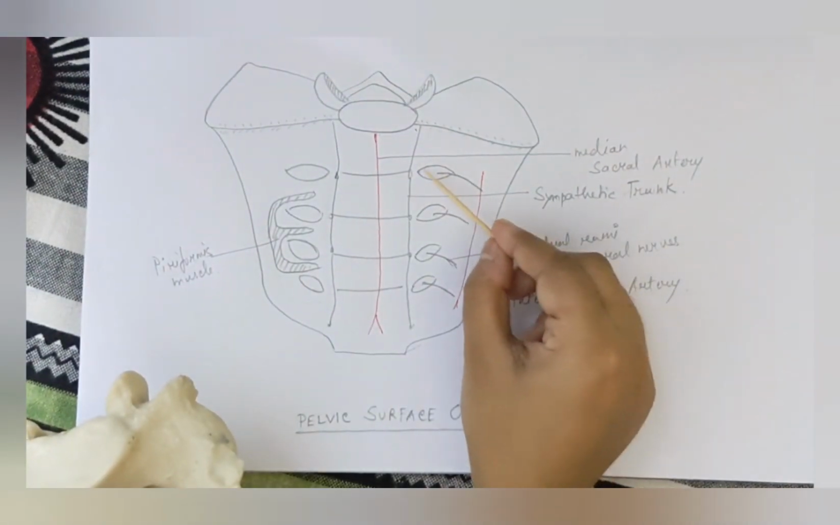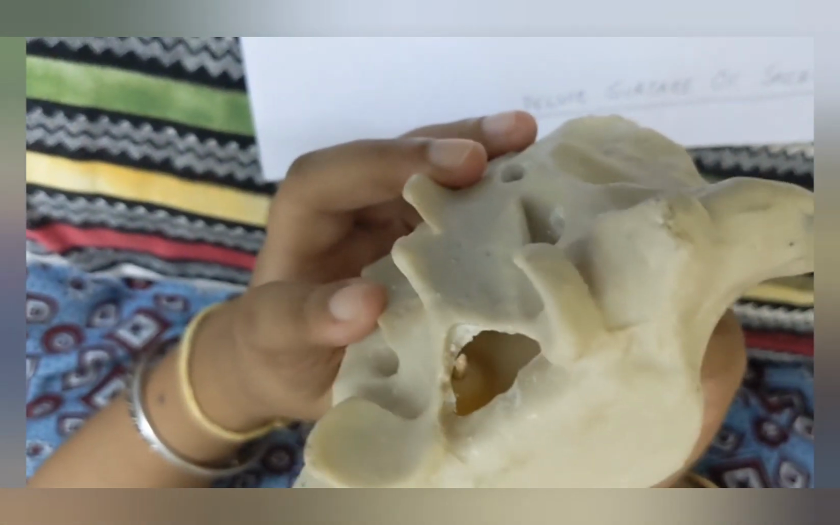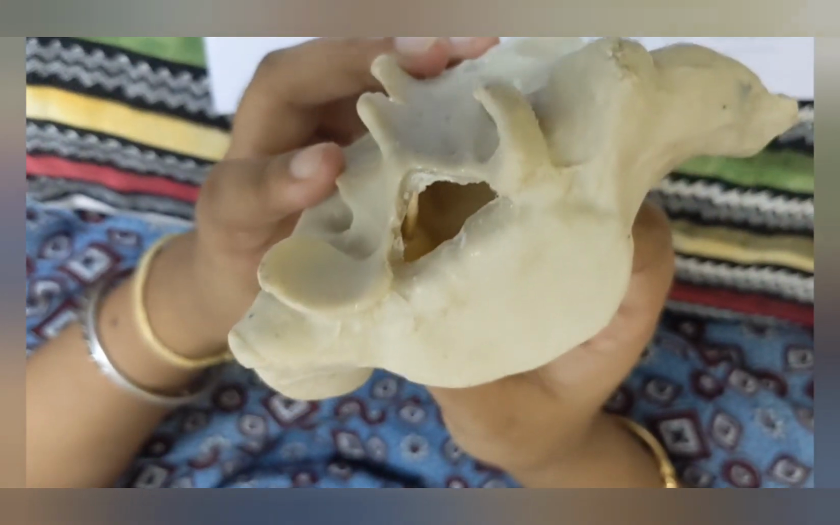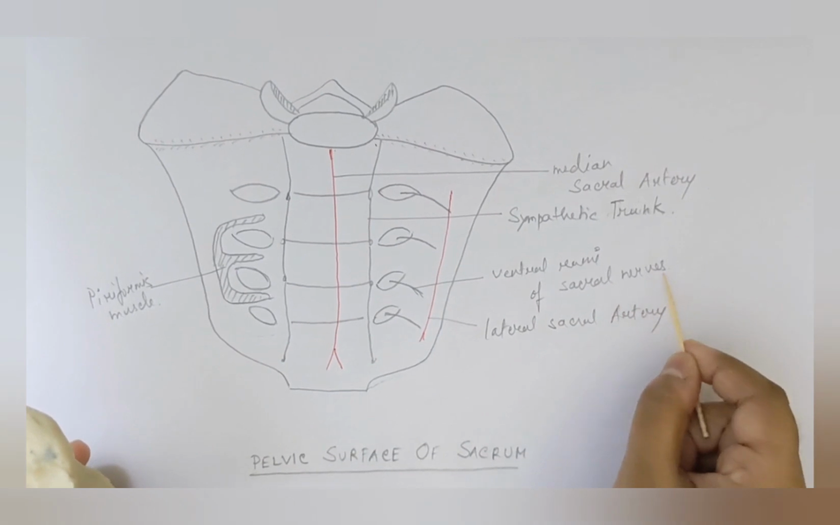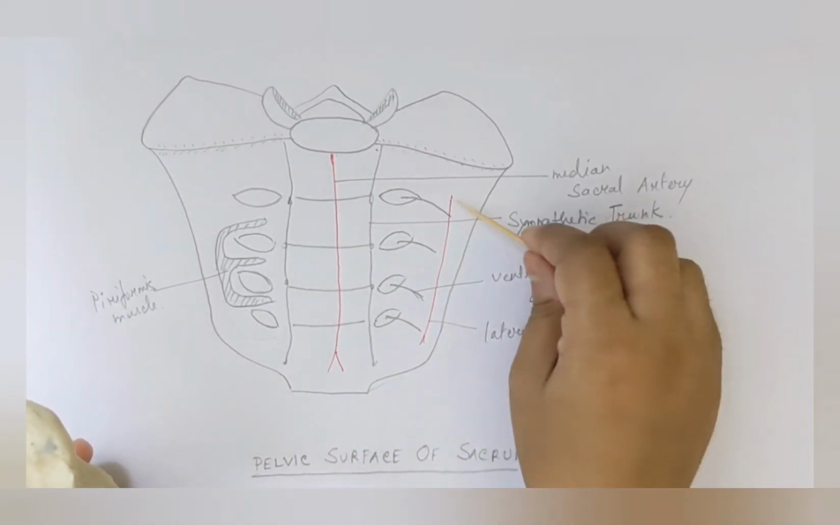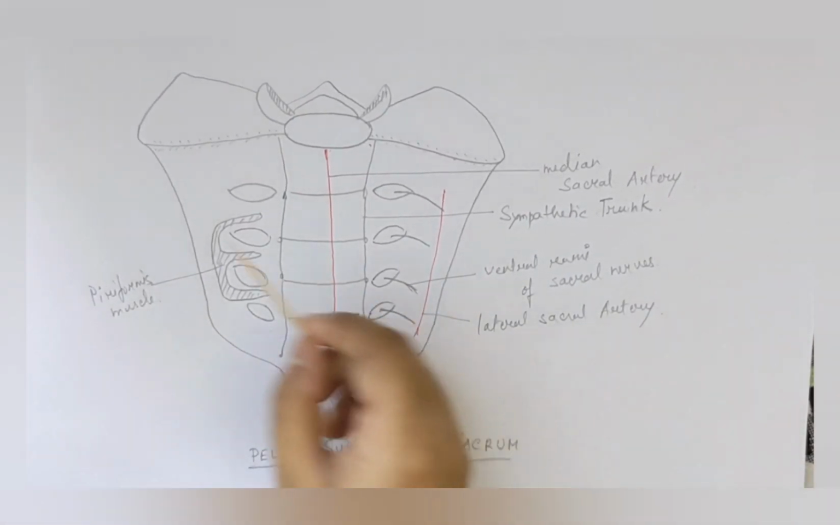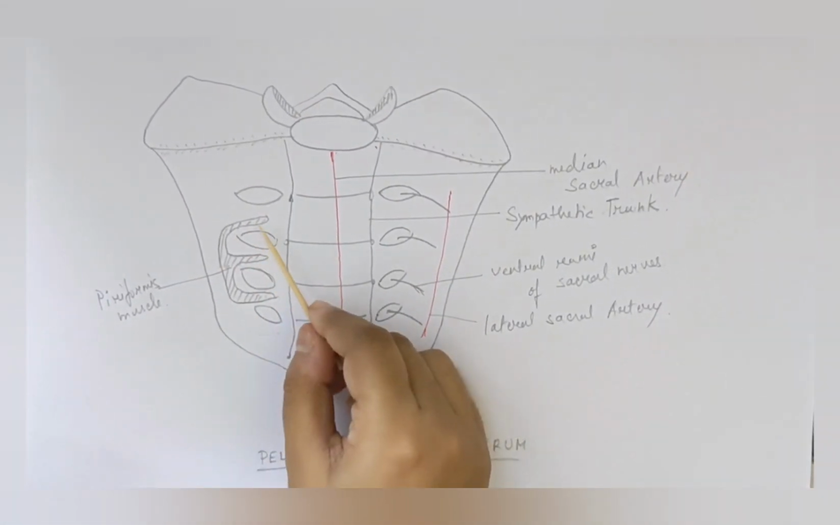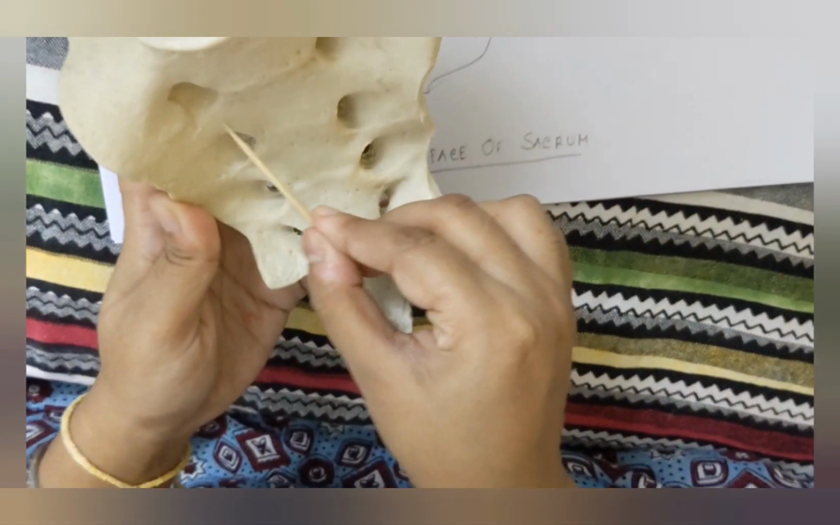The pelvic sacral foramina communicate with the sacral canal through the intervertebral foramen. Through this the ventral rami of the sacral nerves come out, accompanied by the lateral sacral artery. Then we can see the piriformis muscle that takes origin in an E-shape, like this.